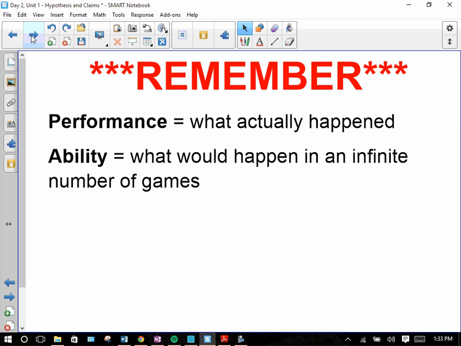Really, nothing's changed yet. We're still talking about whether the ability either increased or it didn't increase, and whether that performance happened due to random chance.